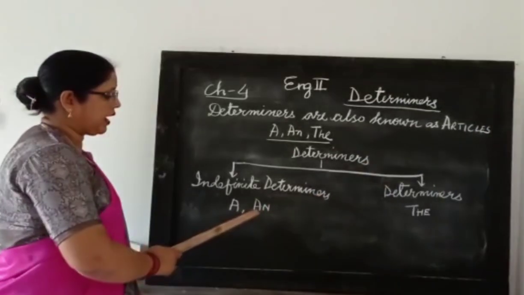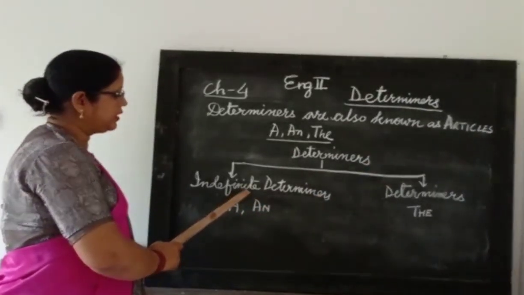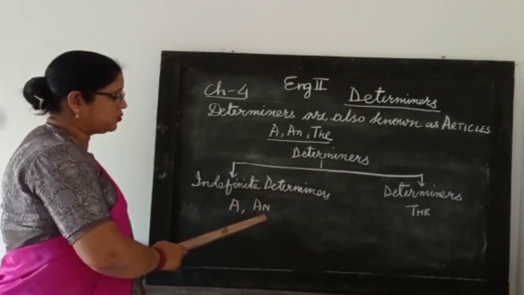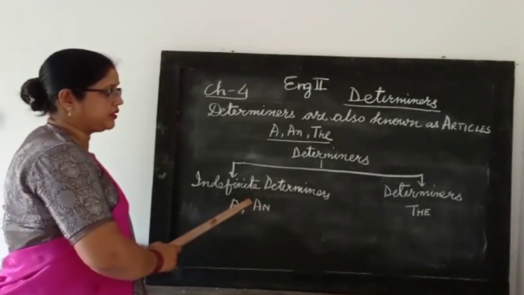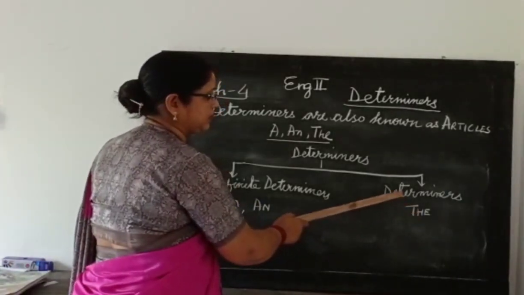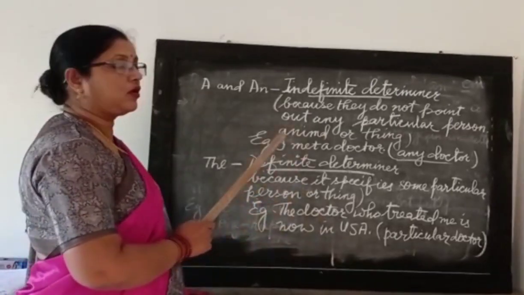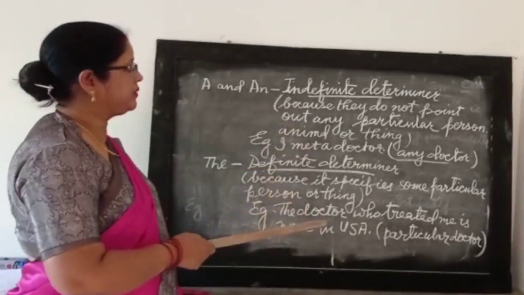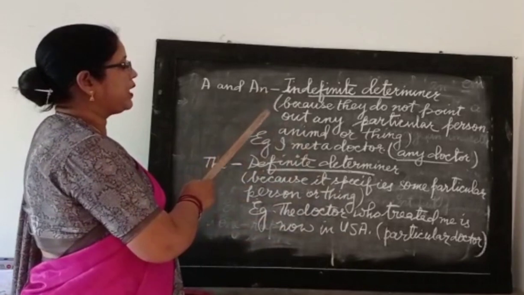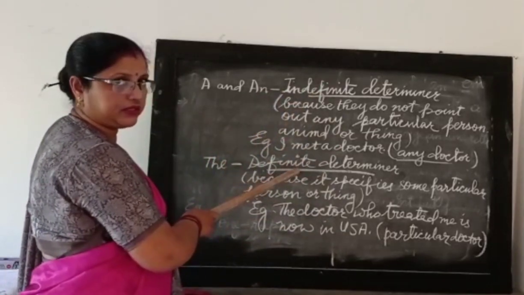Now a and an fall under indefinite determiners. That means these two are called indefinite determiners, and the is known as the definite determiner. Okay, now already we know what the types of determiners are. Now we have to know why they are called indefinite determiners and definite determiners.